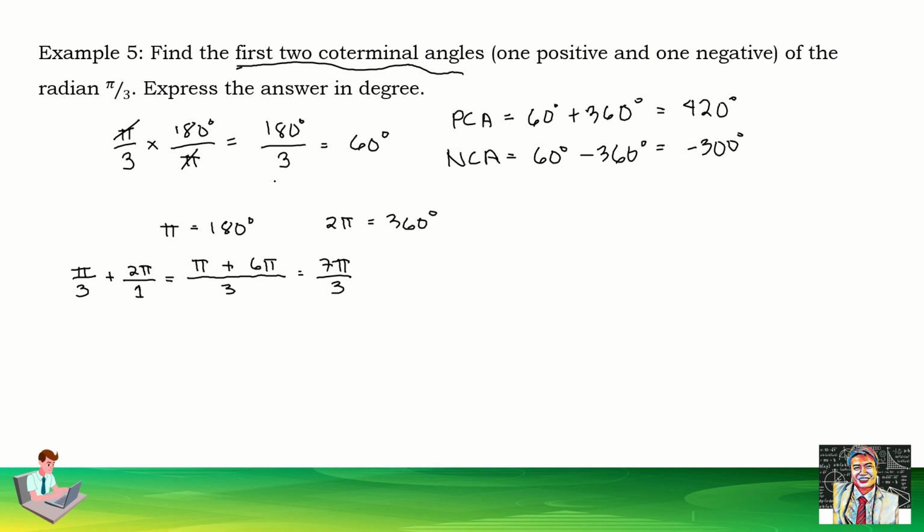Kasi kung ang hinahanap lang naman yung first coterminal angle, hindi na natin kailangan i-express into degrees. Pero since kailangan natin i-express into degrees, i-convert natin 'to by multiplying 180 degrees over pi. Cancel, cancel, gives us 7 times 180 degrees, that is 1,260 degrees over 3. Divide by 3 gives us 420 degrees, which is the same lang rin nito. Ang ina-add mo lang naman 360, same lang din ang magiging result.